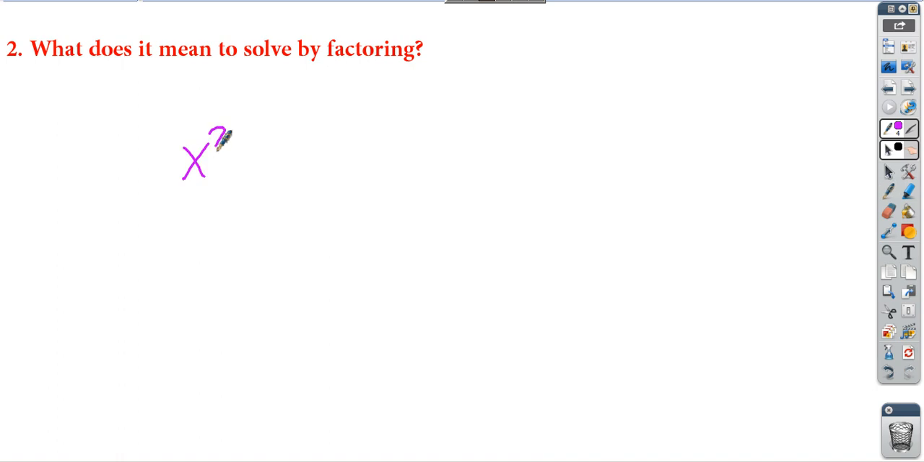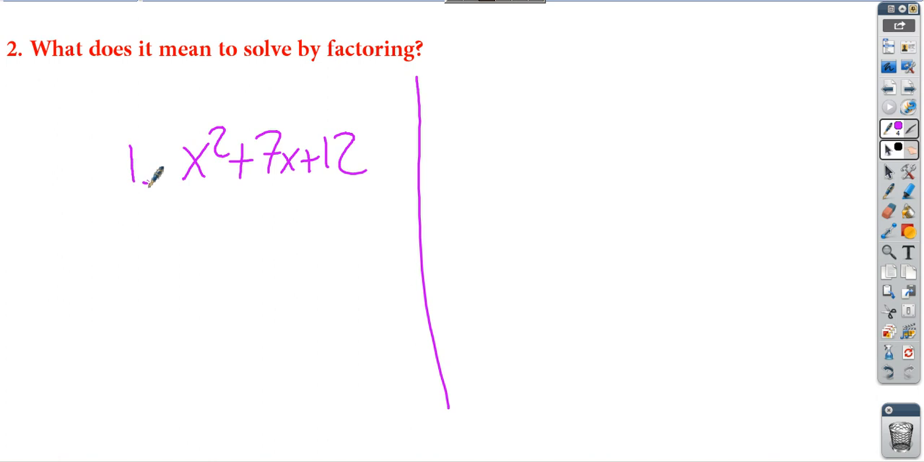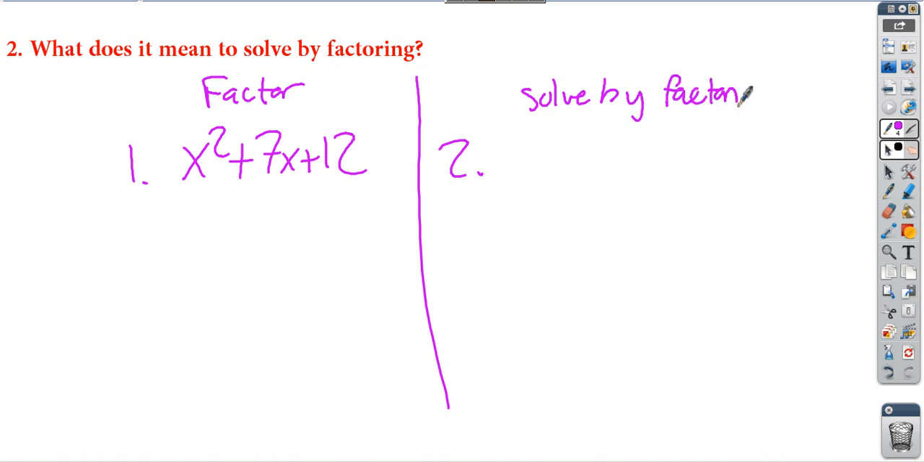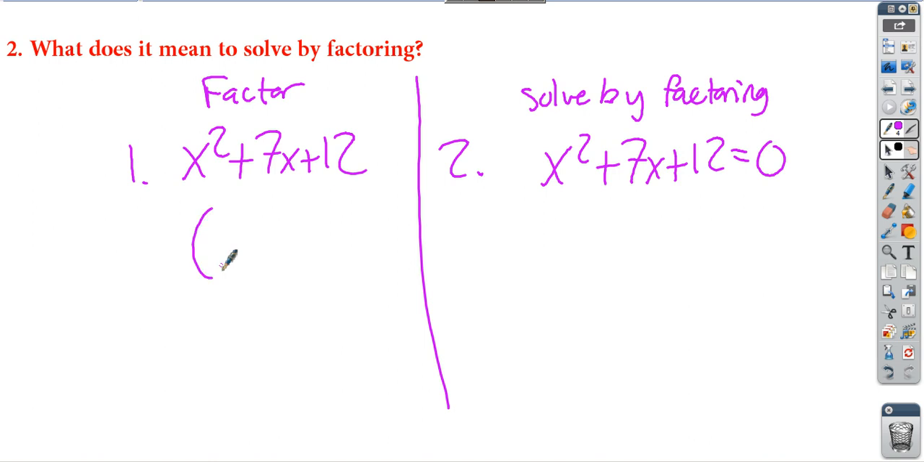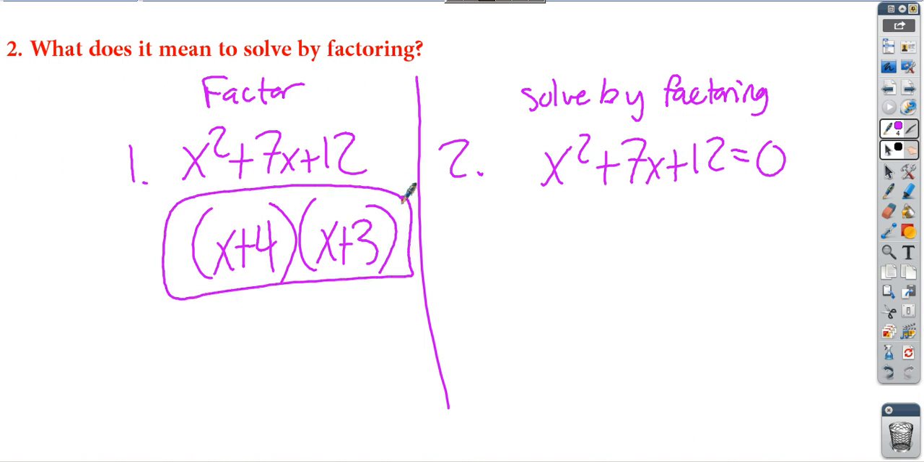Second question, what does it mean to solve an equation by factoring? So here's two different questions. We'll call this question 1, and that question says factor. This question 2 says solve by factoring. Very similar questions, but there's one difference. They both have x squared plus 7x plus 12. On the left side, they ask you to factor it, and we just did that. If you factor this, what multiplies to 12 and adds to 7? It would be x plus 3 times x plus 4. You stop right there. You're done with number 1.